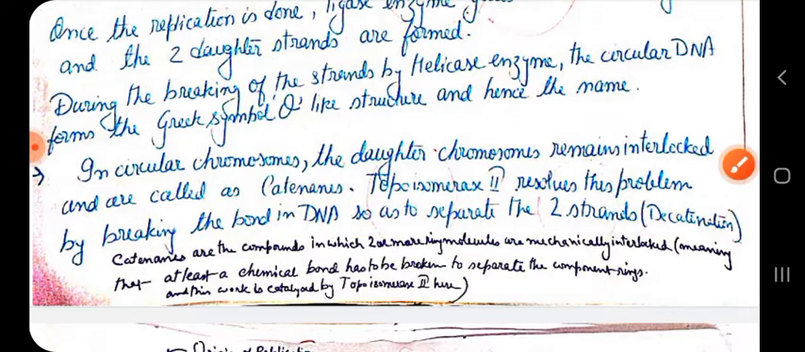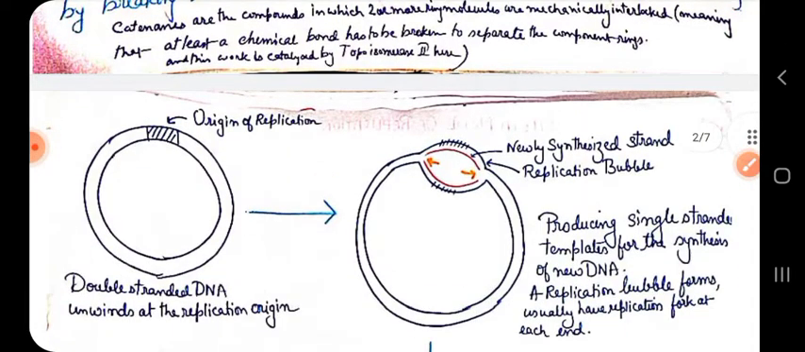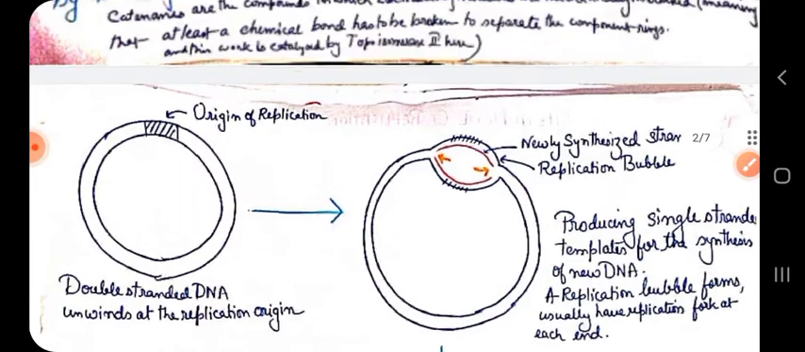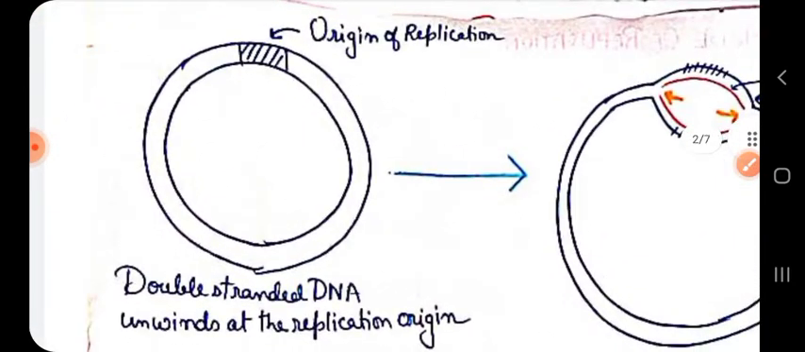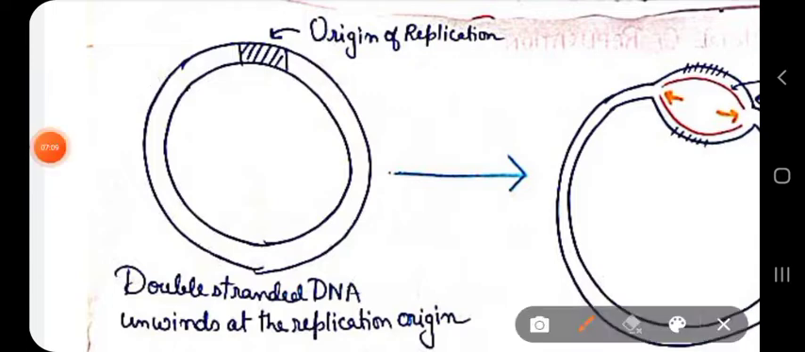So now let us see the structure, the drawing, the diagram of theta mode of replication. If more marks come, you have to draw this diagram. So this is the origin of replication. You can see a double stranded DNA which has to be unwound at this origin of replication.